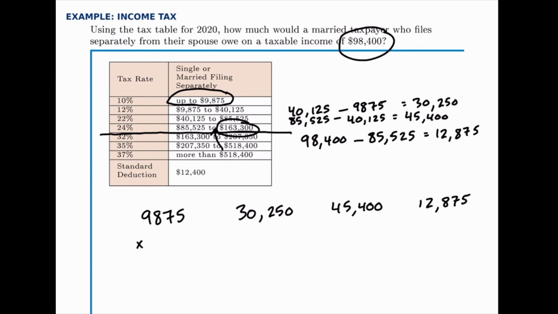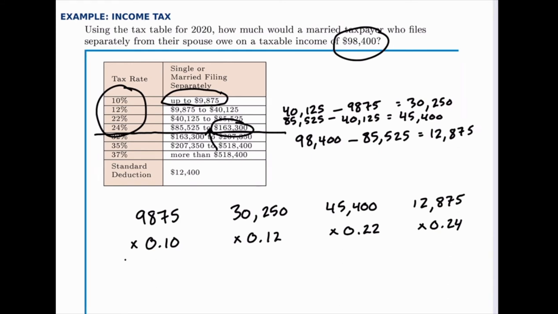So the first one we're going to multiply by 10%, or 0.10. The next one we're going to multiply by 12%. The next one by 22%, and the next one by 24%. And those percentages are just read off of this tax rate column in the tax table. So if we run those calculations, the first one, 98.75 times 0.10 is 987.50.